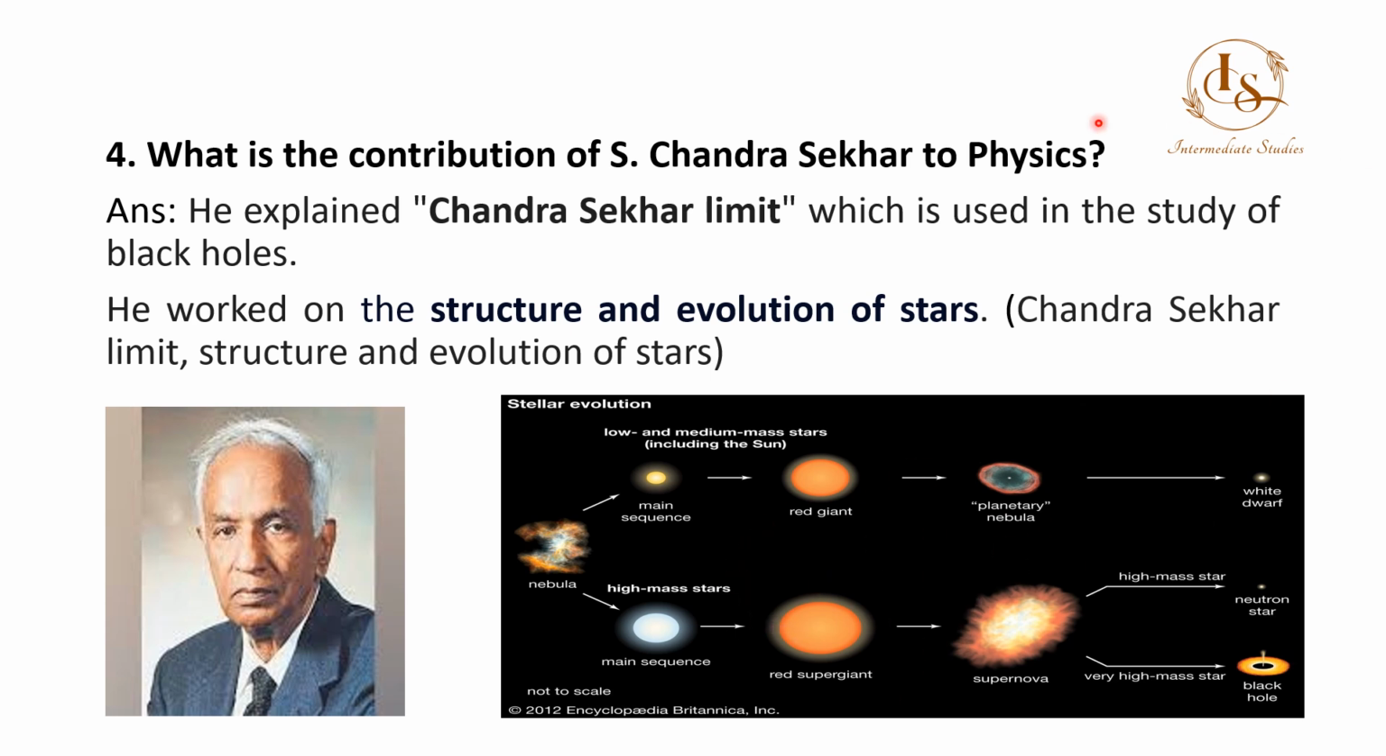So the next one. Here I just added the visuals for understanding purpose only. No need to bother about what exactly the flowchart is. You just need to remember the keywords only: one is the Chandrasekhar limit, and the other is structure and evolution of stars. This is enough to get the 2 marks for this particular question. Okay. So the visuals are for understanding purpose only. Ignore that.